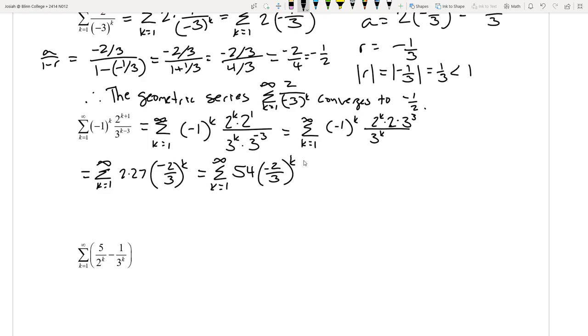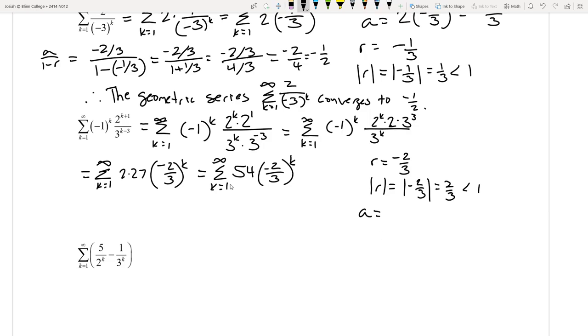From here, we can figure out what a and r are. Really, you should figure out what r is first, so that you know if you actually have to figure out what a is, because if this r is going to cause us to diverge, there's no real reason to figure out a. R is negative 2/3. The absolute value of r is 2/3, which is less than 1. So this series is going to converge, which means we do have to figure out what a is as well.